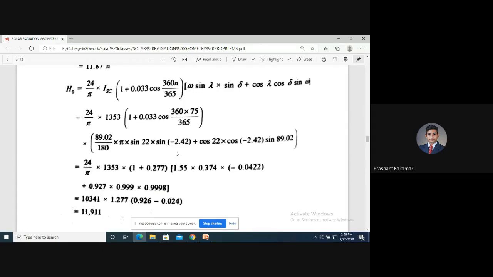Now the unit of this H naught depends on the solar constant you have taken, 1353. So can you tell me the units of that solar constant written as 1353? As per that unit, what is the unit of this H naught? Because he has not written the unit here, but we need to write it.